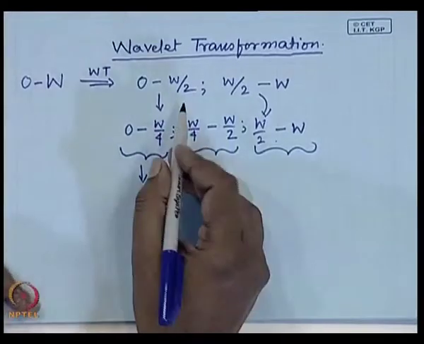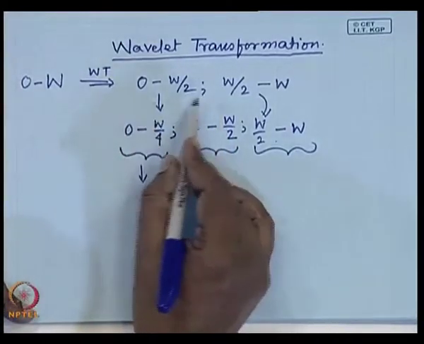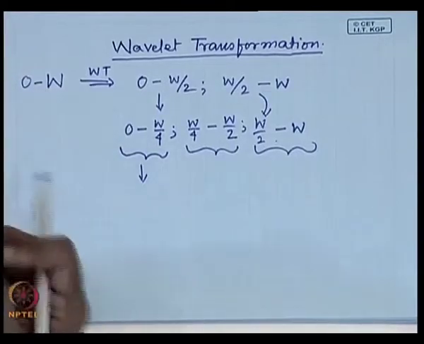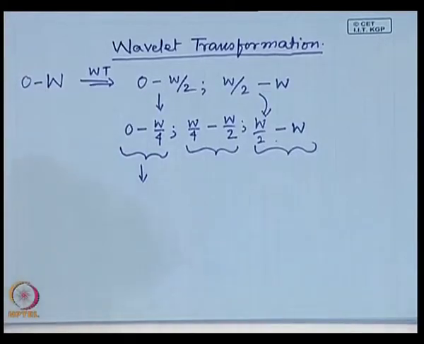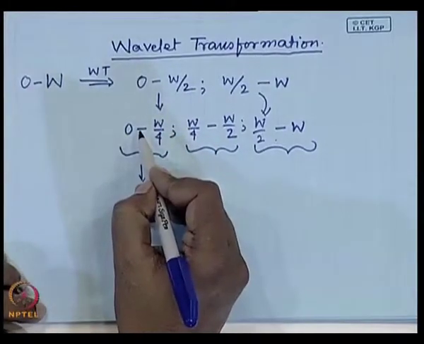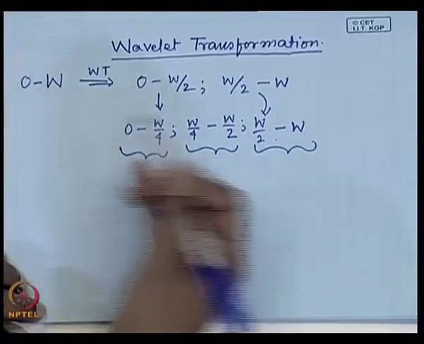Okay. Now, over here you find that I have the original signal of bandwidth 0 to W. When I convert this into a signal of bandwidth 0 to W by 2, naturally the detailed information present in the signal is lost, because high frequency components I am removing. So, this 0 to W by 2 is a coarser version of the same signal at a lower resolution.